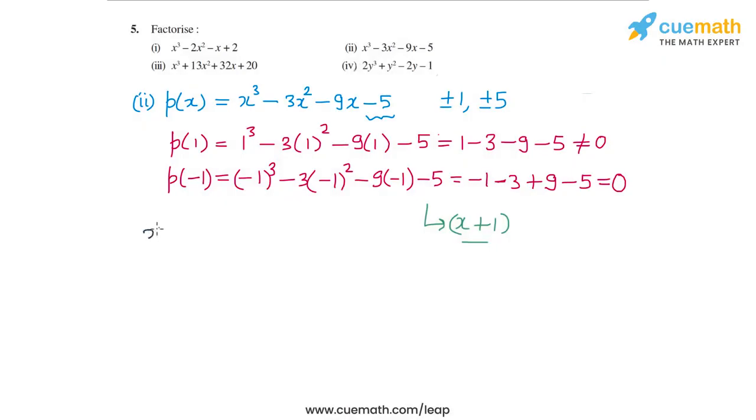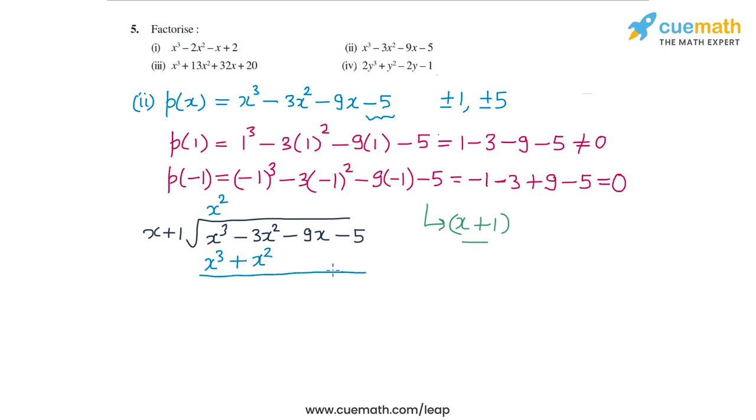So the divisor is x plus 1 and the dividend will be p(x), which is x cube minus 3x square minus 9x minus 5. So let's do the long division process now. So the first part of the quotient will be x square, and that generates the terms x cube plus x square. Now we subtract these and we are left with minus 4x square, and then I bring down the remaining terms of my dividend. So that gives me minus 9x minus 5.